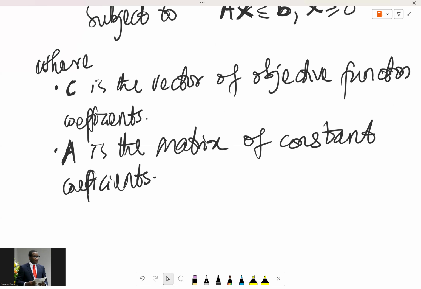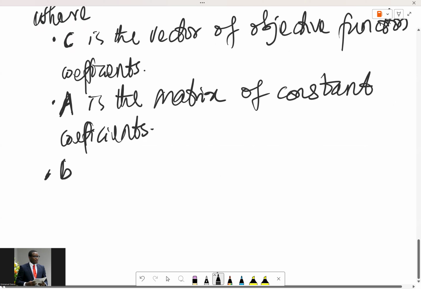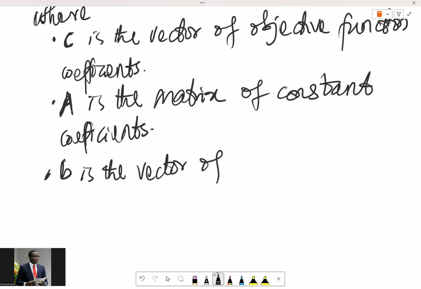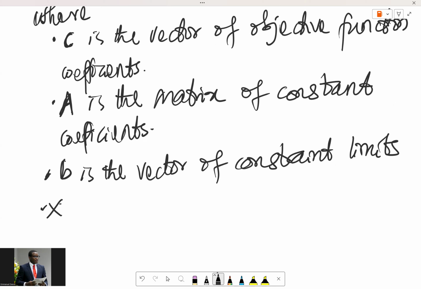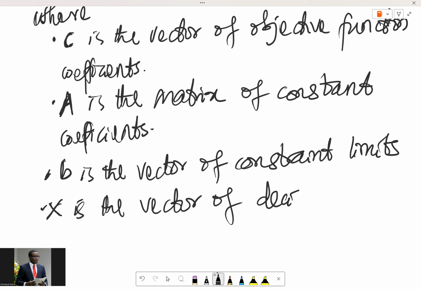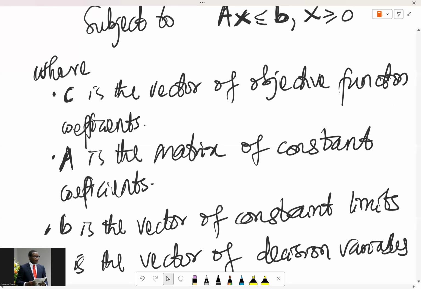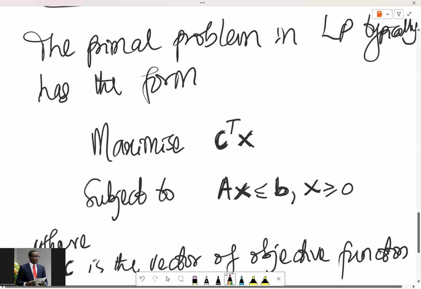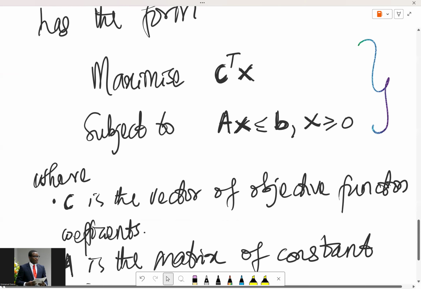Then you have B, which is the right-hand side that you know. B is the vector of constraint limits. And then you have X itself, which is the vector of decision variables. So that's the primal problem. Again, look at the primal problem right here. This is the primal problem in short.